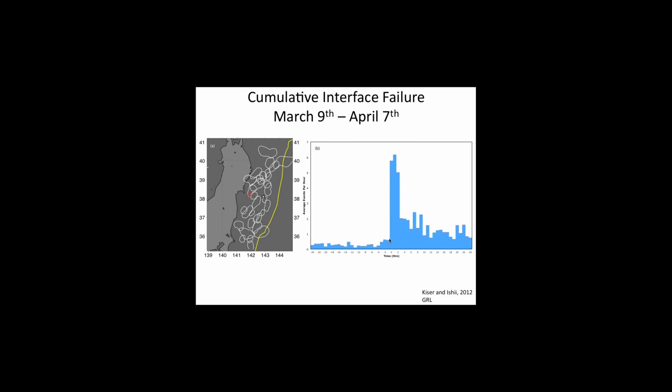Keep in mind that this is an average of all the events, but you see this same characteristic for events that are on March 11th, but also for events that are on April 7th. You see the same type of behavior.